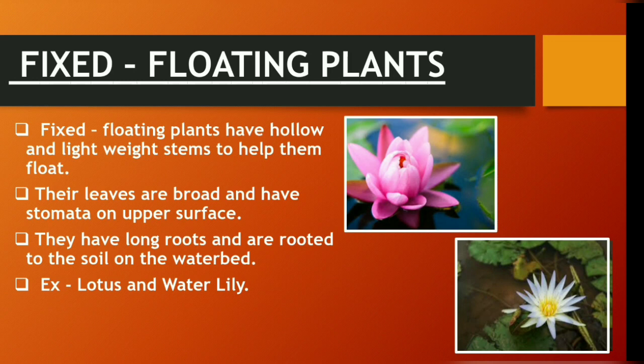Fixed floating plants have a hollow and lightweight stem to help them float. Their leaves are broad and have stomata on the upper surface. Usually the stomata are present on the lower surface, but they are growing in water. They are aquatic plants, so their stomata are present on the upper side. They have long roots and are rooted to the soil on the water bed. In free floating plants, they were freely floating, but the roots were not reaching the water bed. But in fixed floating plants, the roots are attached to the water bed. For example, lotus and water lily.